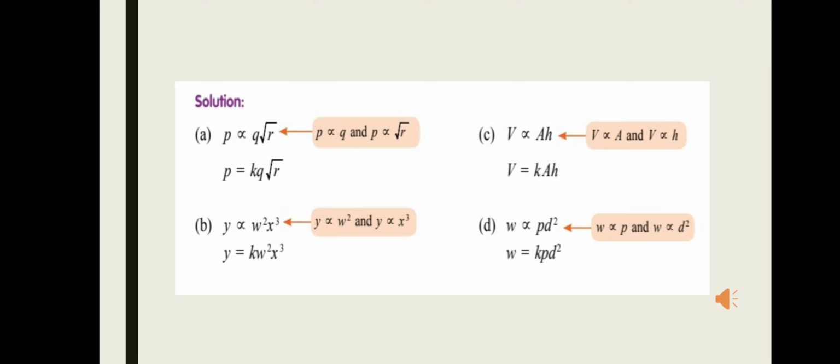C. The volume of a prism V varies directly as the area of cross-section A and its height h. D. The mass W of a cylindrical metal rod varies directly as its length P and the square of the diameter of its base D.